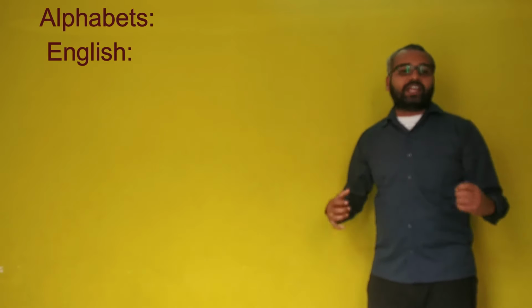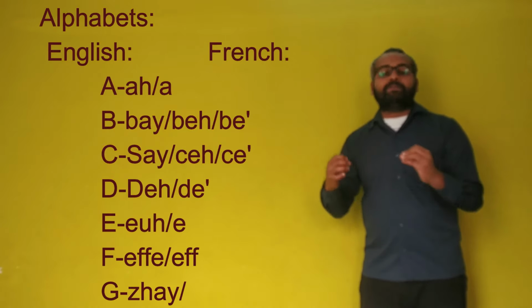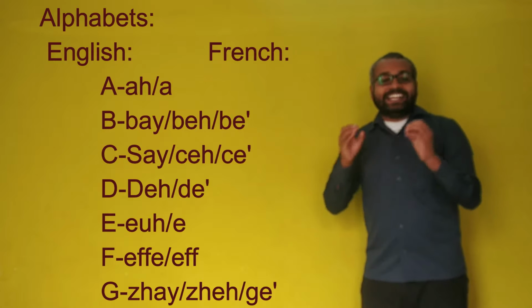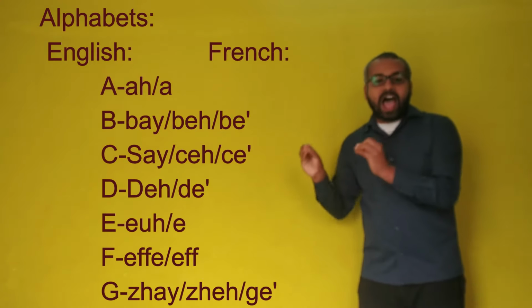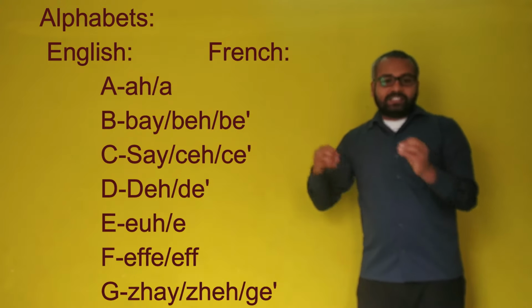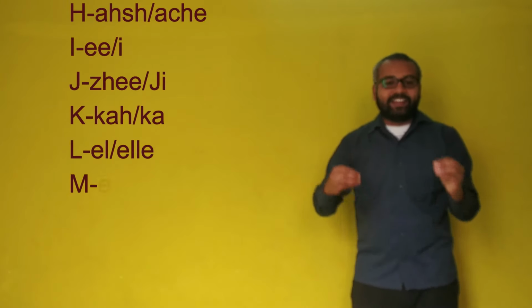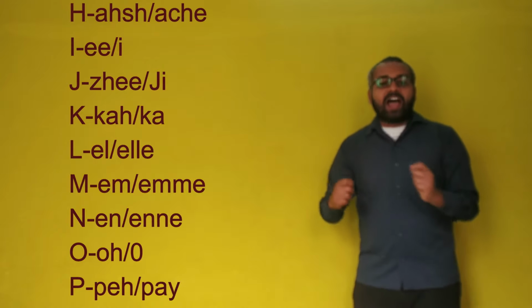Like now we will check A, we call it A. B, be. C, say. D, day. E, eu. F, eff. G, jay. H, ash. I, ee. J, jee. K, ka. L, el.